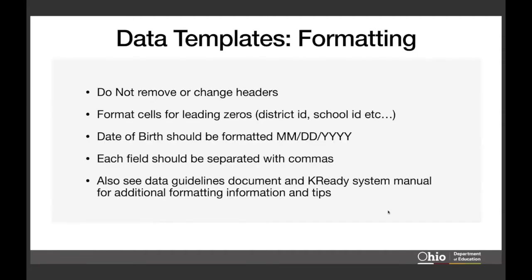As you download these templates and use them, you are reminded to not remove or change any of the headers. You need to format the cells so that the leading zeros are present. The KReady system must have the leading zeros associated with those IDs, whether they be the student ID or the district ID. The date of birth column must be formatted as well with month, day, and 4 digits for the year. Each field should be separated by commas. We use a comma separated value, or CSV, to load. Also, you should see the data guidelines in the KReady system manual for additional formatting information and tips.